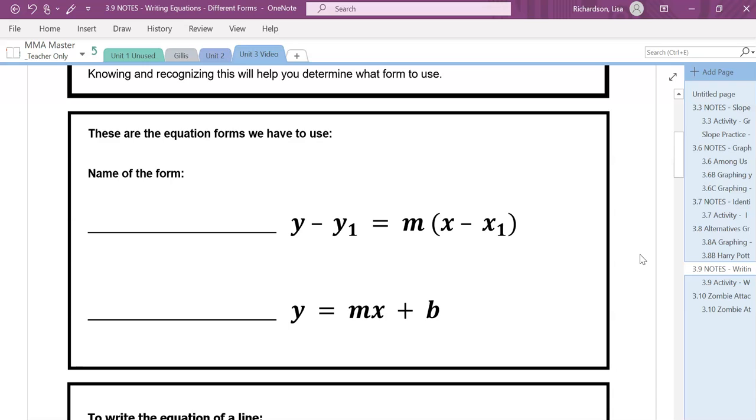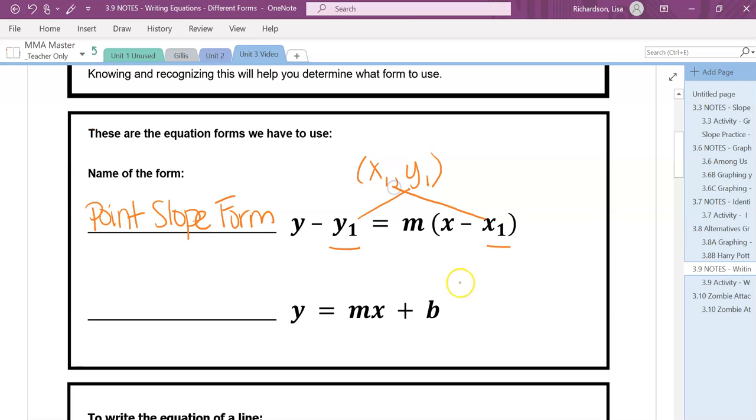These are the equation forms that we have to use. This is the point slope form. Okay, and what it is basically is this and this right here are actually a random point on the line. That's what those are. And then m, of course, is always our slope. Okay?